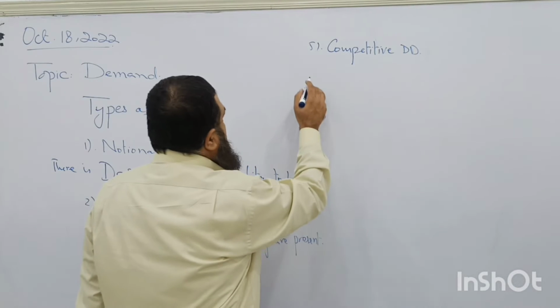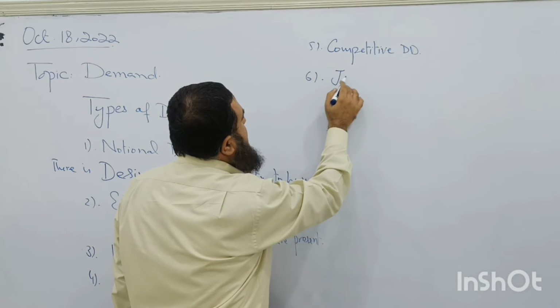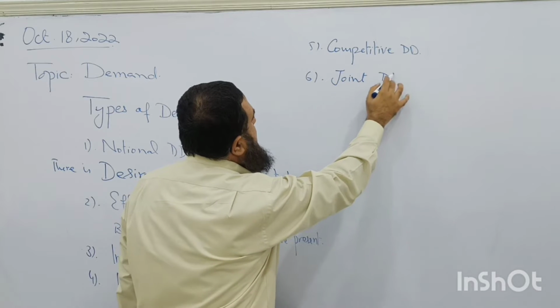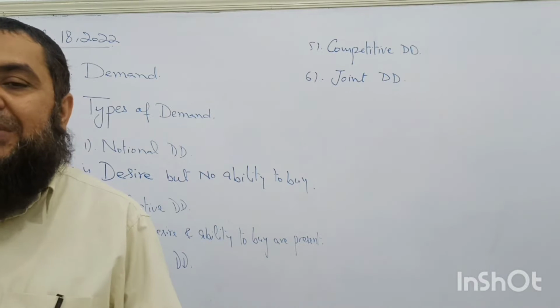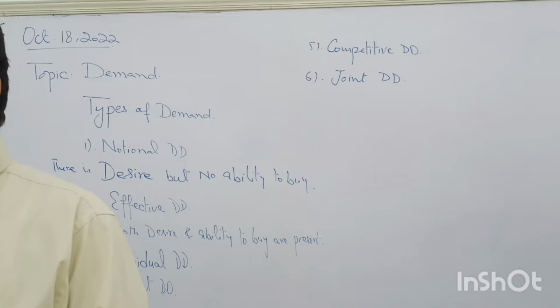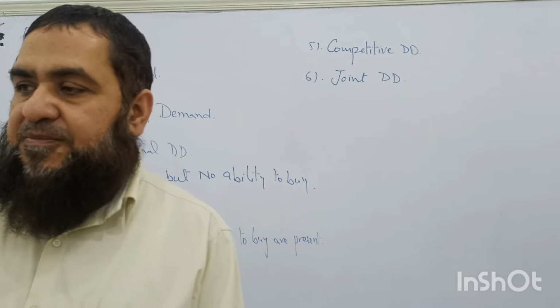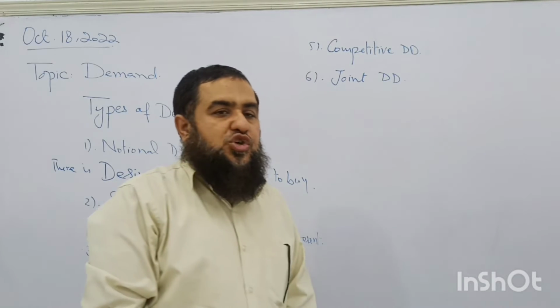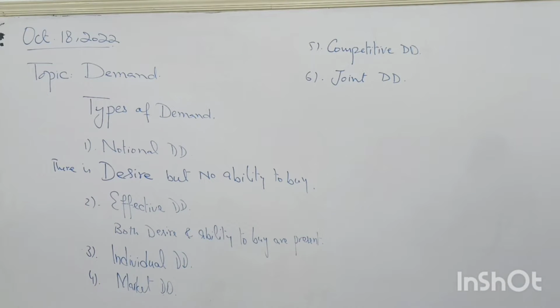Now the other type of demand is joint demand. For example, oil, fuel and car. Fuel and car are jointly consumed, or we can say printer and its pages. They are also jointly consumed, or milk and sugar. They are both jointly consumed. So this is called joint demand.